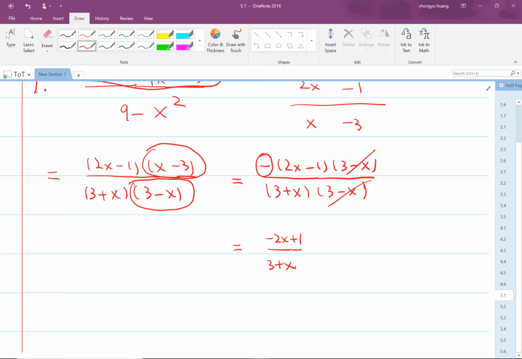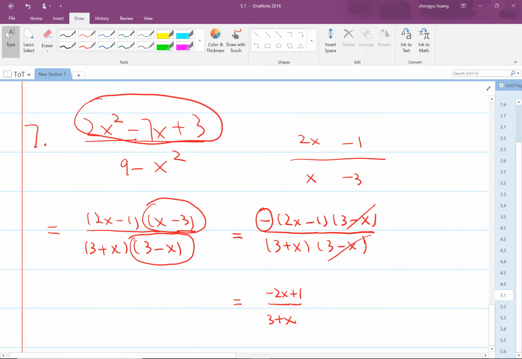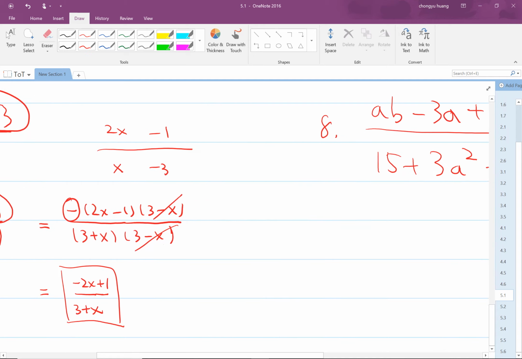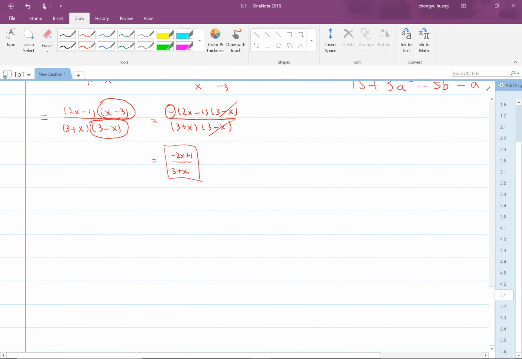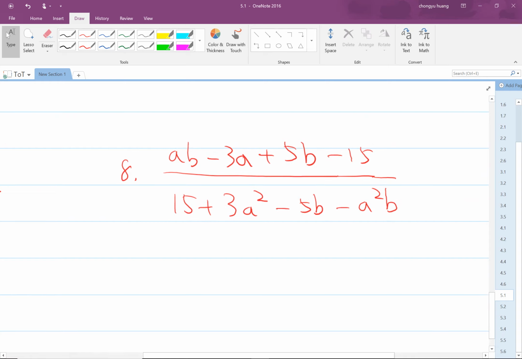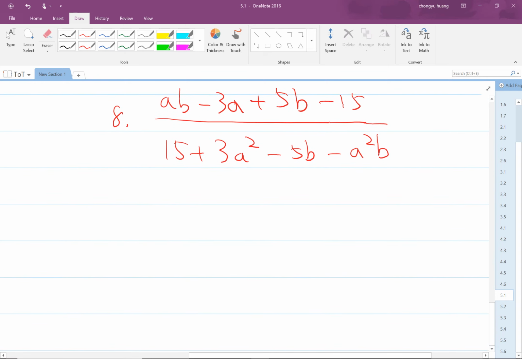So now you can see, for question 7, this is the answer. So we finished the simplification. Let's move into question 8. Let me see, is there any more questions? No. So question 8 will be the last question.